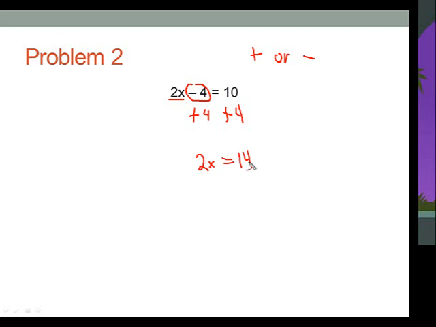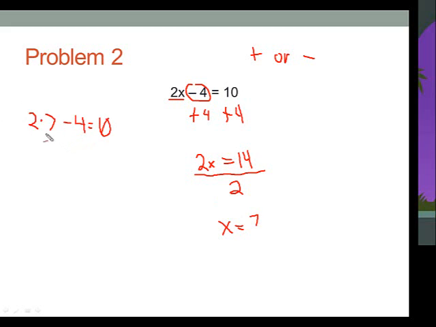Now, to get rid of the 2 times x, or 2x, we have to divide both sides by 2. And 14 divided by 2 is 7. But we don't know if this is right. So let's plug it in over here. So 2 times 7 minus 4 equals 10.